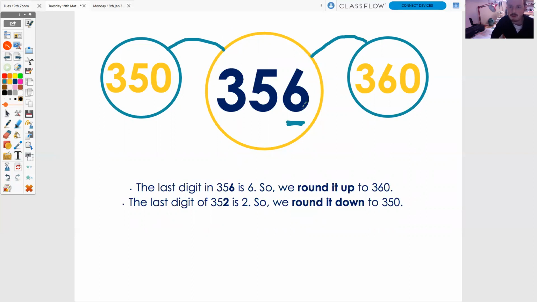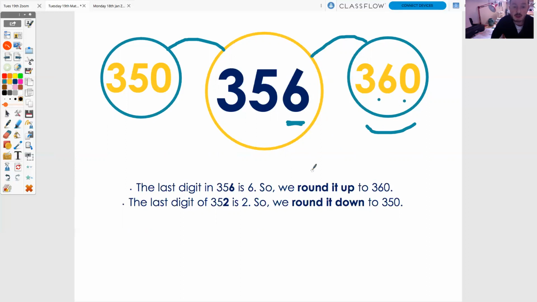Well, let's look at the units column. If it's 5 or more, it's going to go up. If it's 4 or less, it goes down. 6. 5 or more. It's 1 after 5, sorry. So it's going to go up to 360. Draw a little smiley face there again.